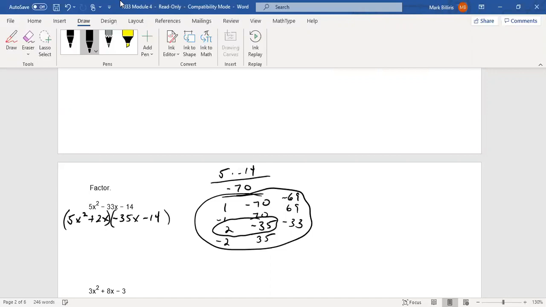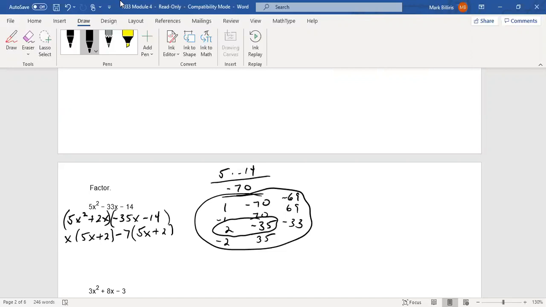So I group the first two together and the last two together. In the first group, nothing divides into 5 and 2, but both terms have an x. So I'm going to take out an x, and when I do that, that's going to leave me 5x plus 2. For the second group, remember, since there's a negative in front of the 35, I'm going to factor out a negative. And the greatest common factor of 35 and 14 is 7. So when I take out a negative 7, remember, since I'm dividing by a negative, it's going to change the signs. So negative 35 divided by negative 7 is positive 5, and I still have my x. And negative 14 divided by negative 7 is positive 2.